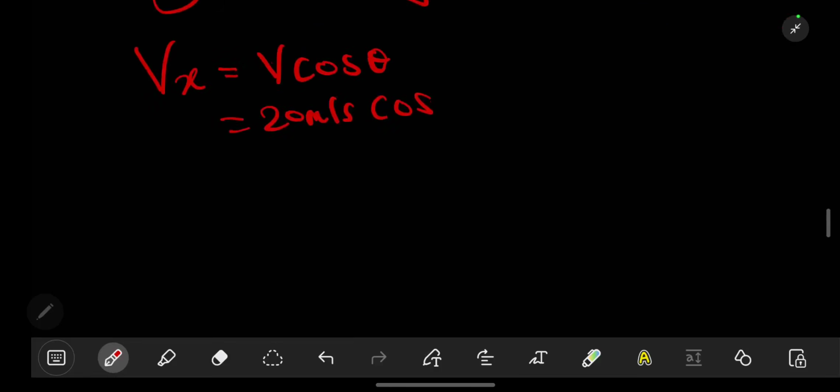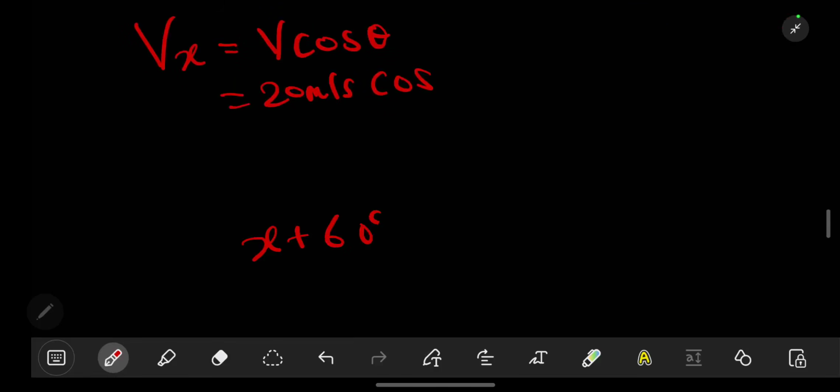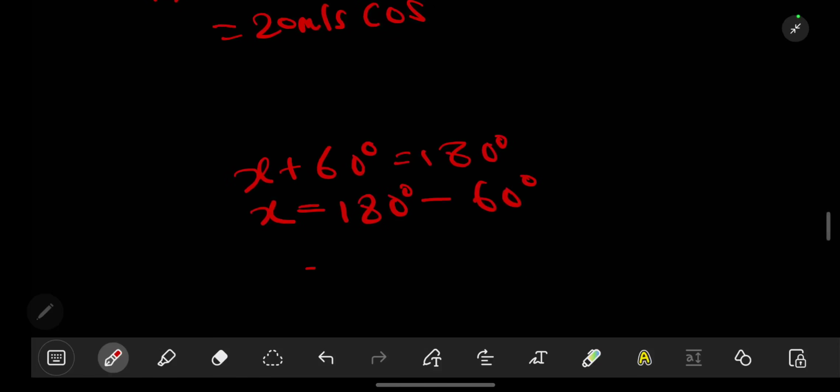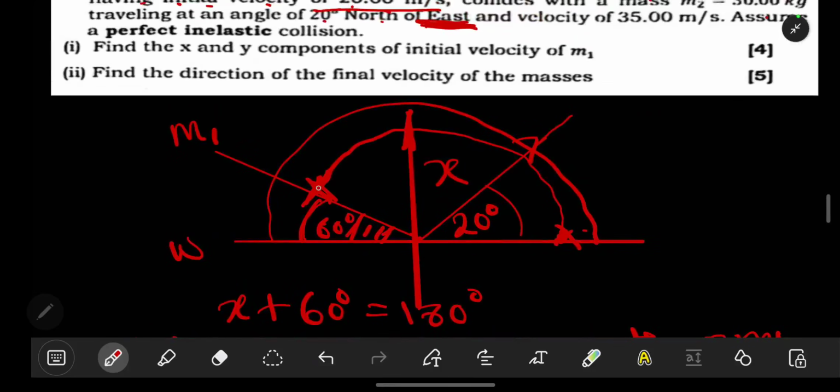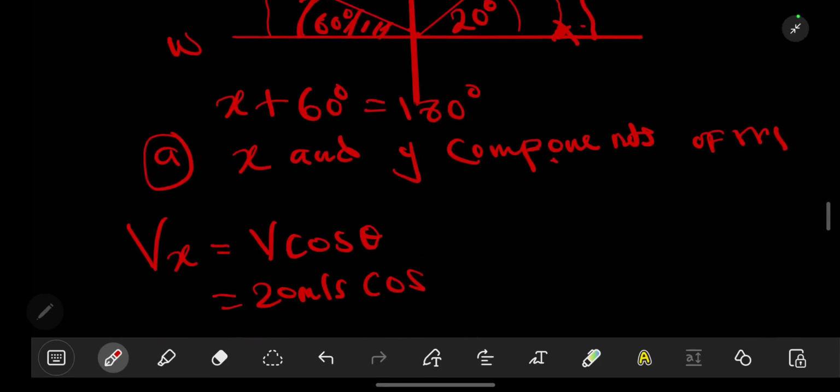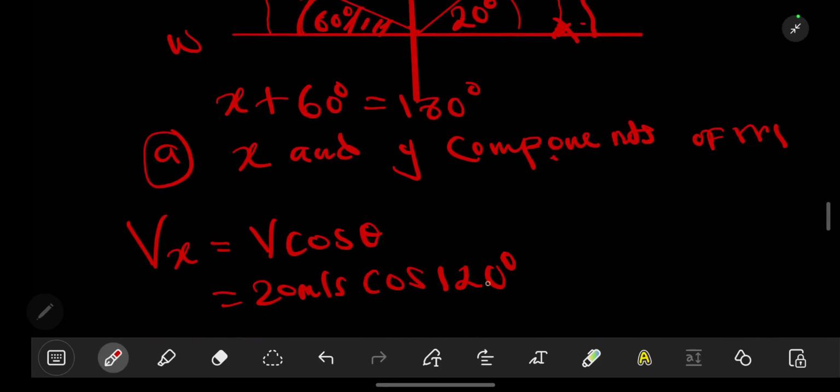So this means that I'm saying x plus 60 degrees is equal to 180 degrees measured from the positive x-axis. So it will be 180 degrees minus the 60 degrees, which will give me 120 degrees. So this will be my angle measured from the positive x-axis. This will be the angle that will be used with respect to the positive x-axis. So we are going to say 120 degrees.